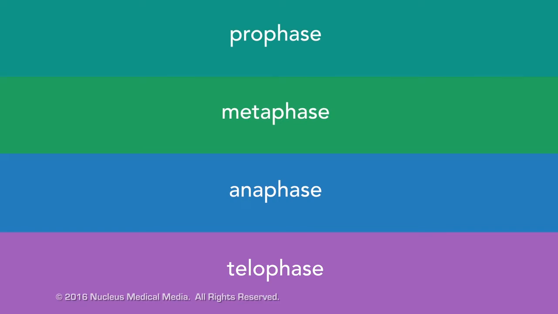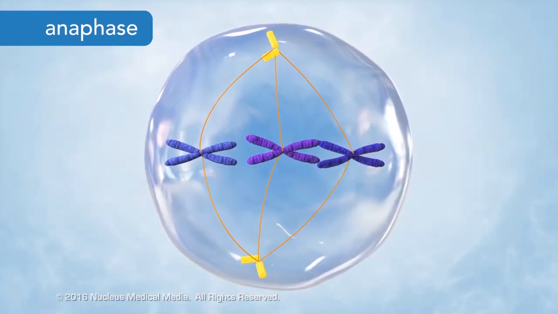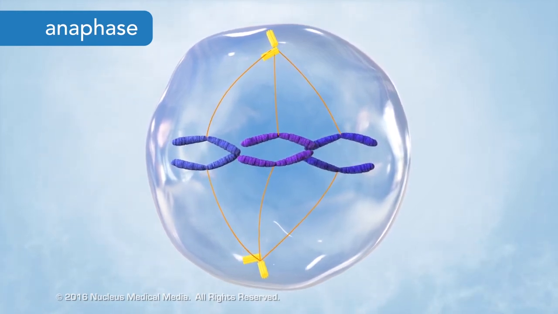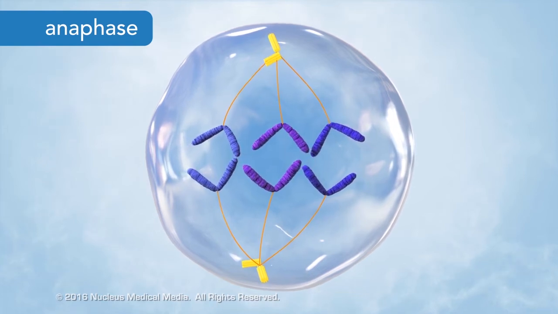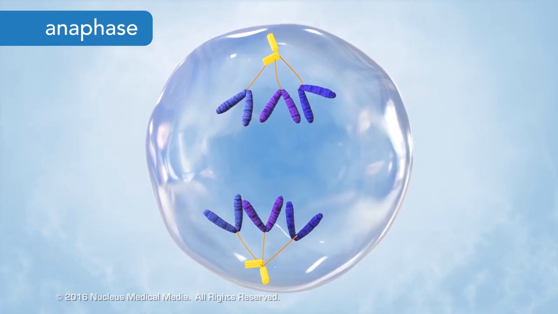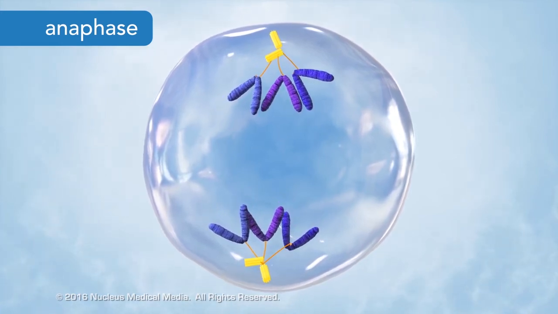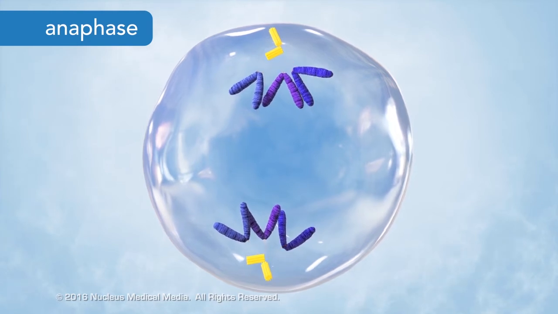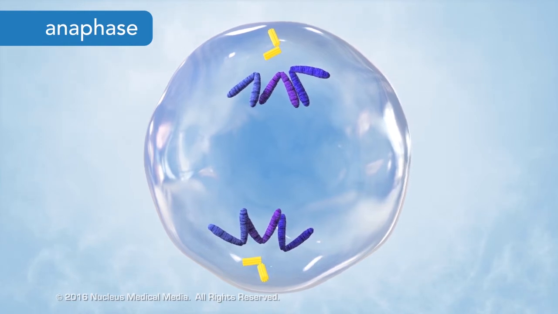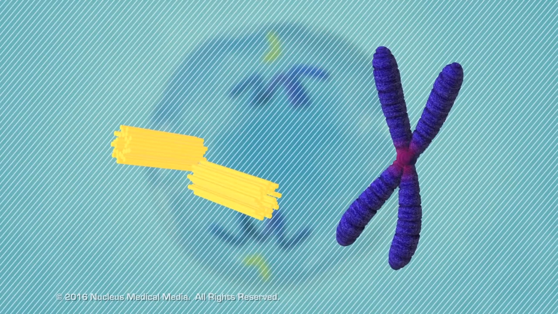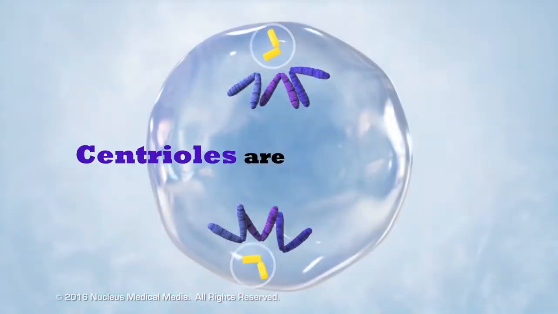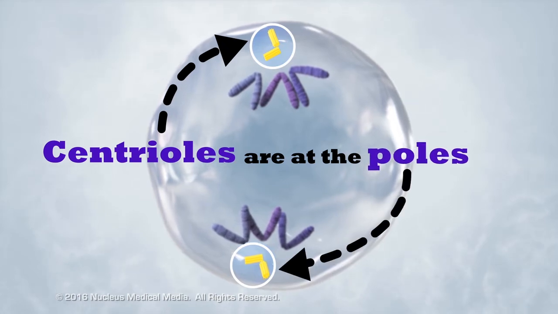Anaphase follows metaphase. During anaphase, spindle fibers separate the sister chromatids at their centromere. Once separated from each other, each chromatid is called a chromosome. The single-stranded chromosomes form a V shape as the spindle fibers shorten and drag them through the gel-like cytoplasm. The chromosomes move to opposite poles of the cell toward their centrioles. It's common to confuse centrioles with centromeres, which connect chromatids. Remember, centrioles are at the poles.